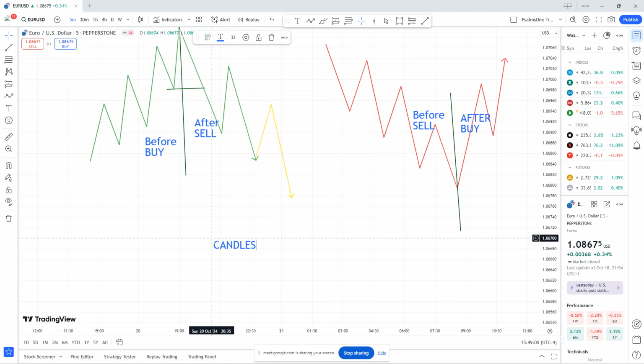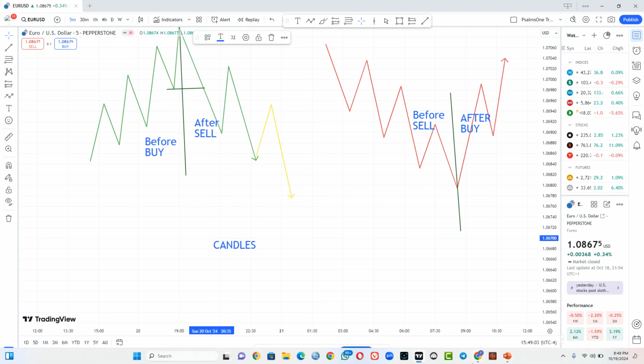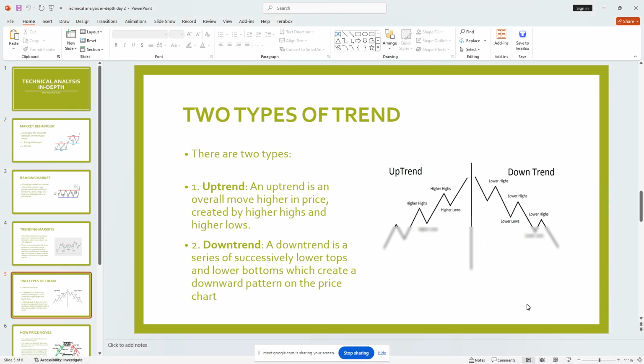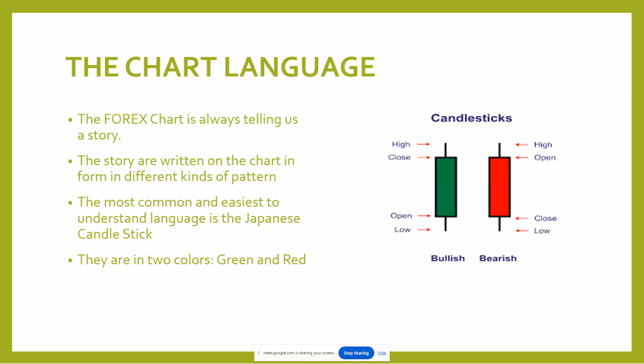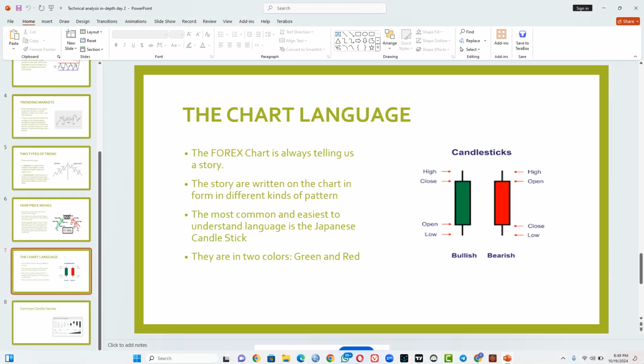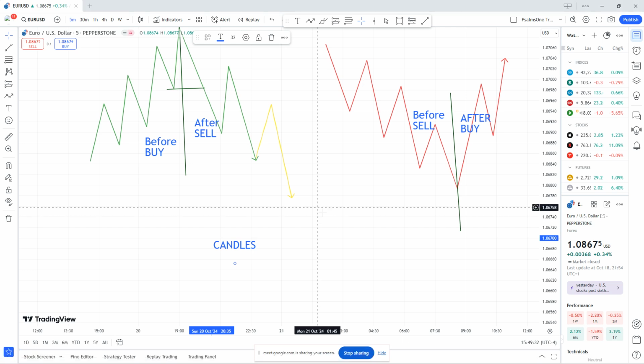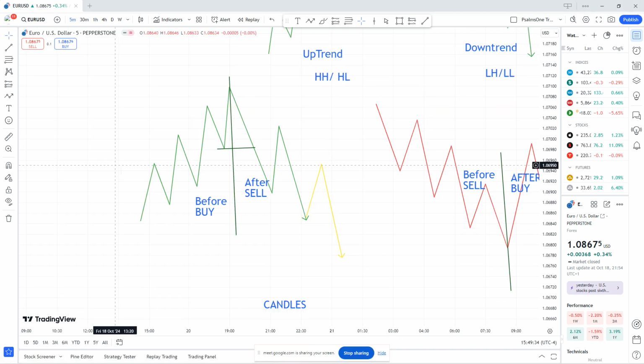Remember, I said that the market is always telling us stories, and the stories are written in candles. I said it is the chart language. The stories are written on the chart in the form of different patterns, and the most common is what we call Japanese candlesticks. We have two colors of candles: the green and the red candles. If you see the one that we are explaining here, you also see that we have green and red candles.